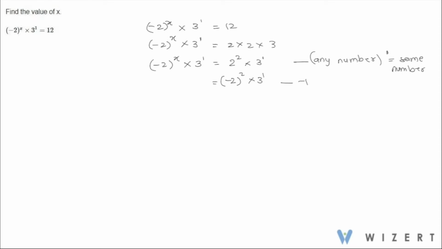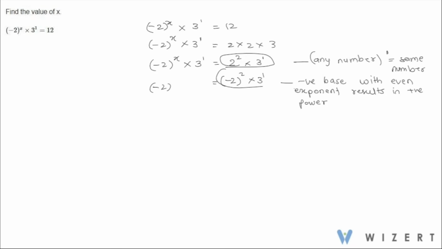So the reason is, negative base with even exponent results in positive power. So this will be exactly same as this.